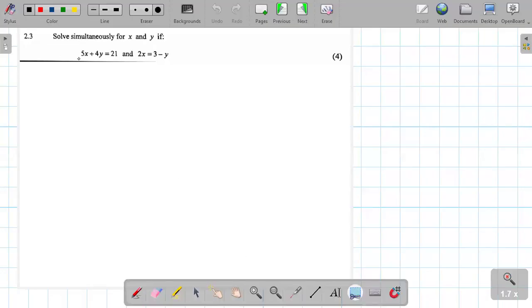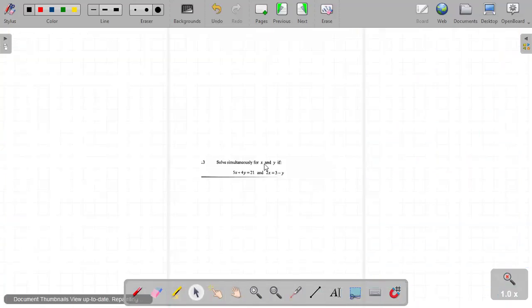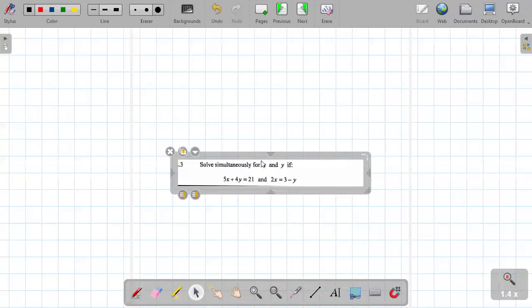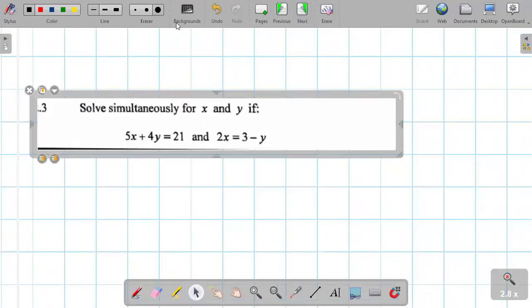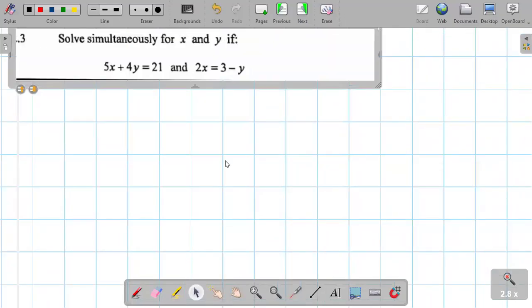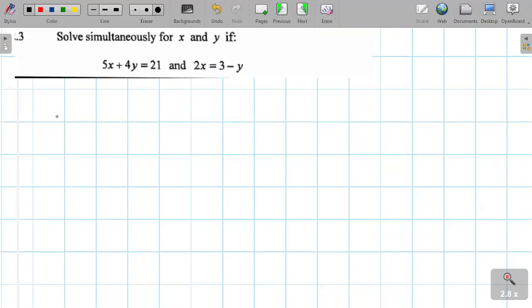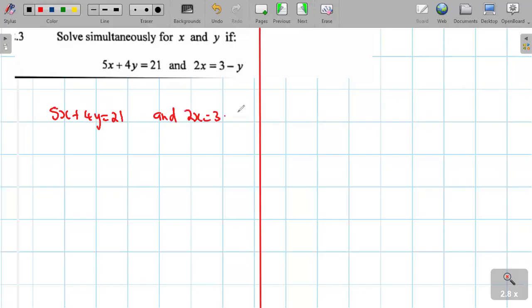Simultaneous equations. Okay, I'm just going to reproduce this as well. 4 marks, all right. Let's try to get these 4 marks as fast as possible. Let's see. I'm just going to divide my page. What am I given? I'm given 2 equations: 5x plus 4y equals 21, and 2x equals 3 minus y.